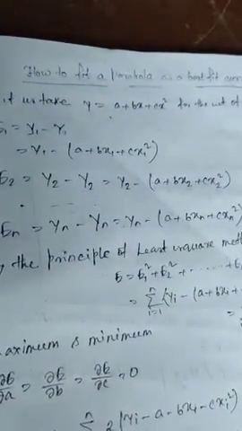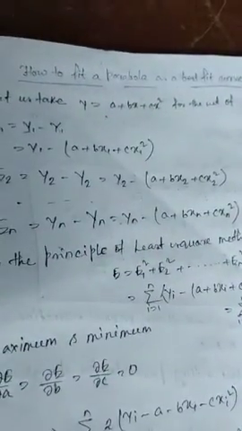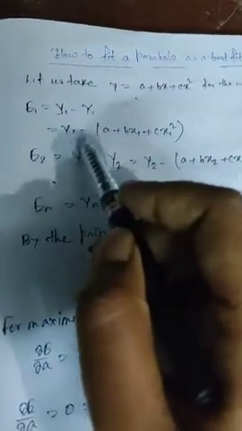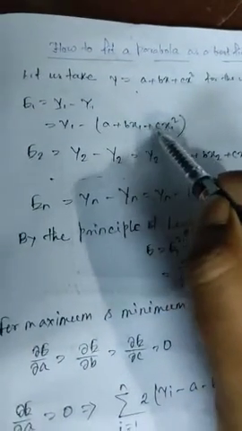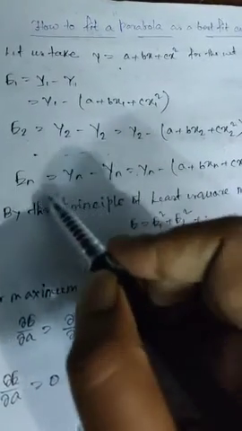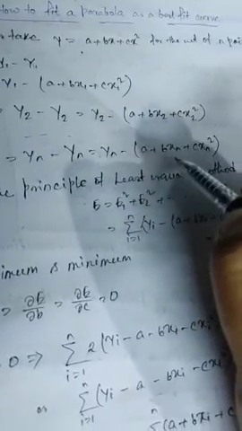Now, as we know from the principle of least squares method, we take every estimate of the residual of y as e1 equal to small y1 minus capital Y1, that is y1 minus (a plus bx1 plus cx1 square). Similarly, e2 is equal to y2 minus capital Y2, which is y2 minus (a plus bx2 plus cx2 square). And as we go on, en is equal to small yn minus capital Yn, which is yn minus (a plus bxn plus cxn square).